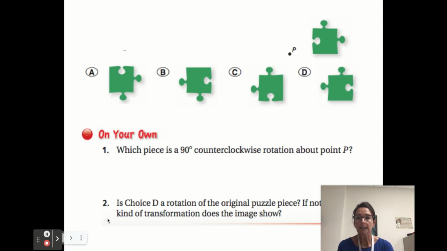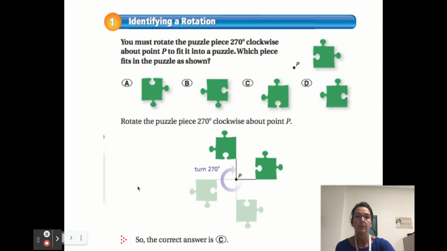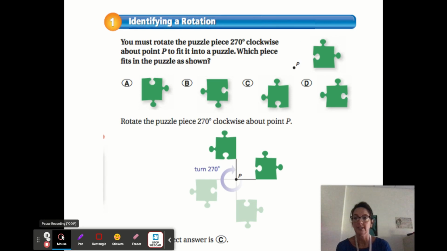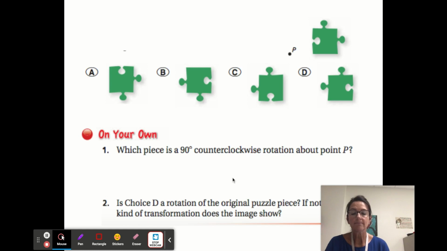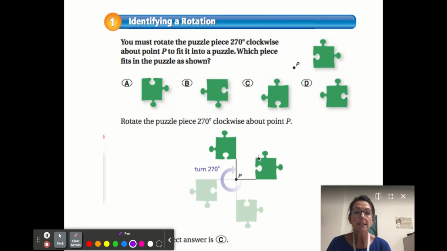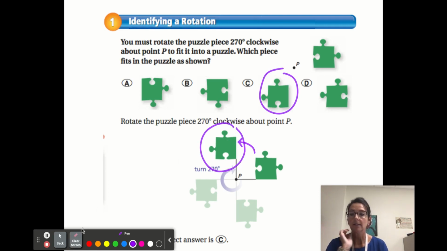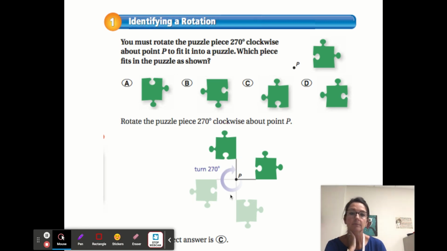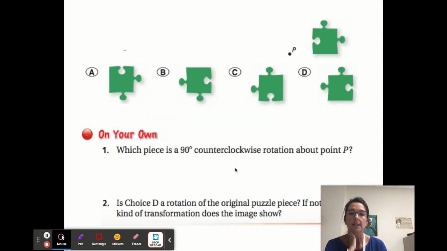So if I go back, we just got done saying this. I haven't recorded a video in a while, and you can see I'm a little rusty in the tools. So here we go. This piece right here, same one. C. All right. So the correct answer is C.